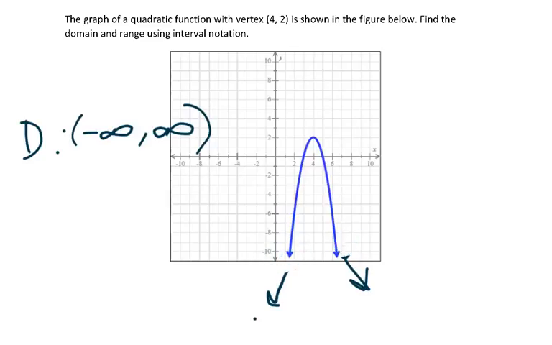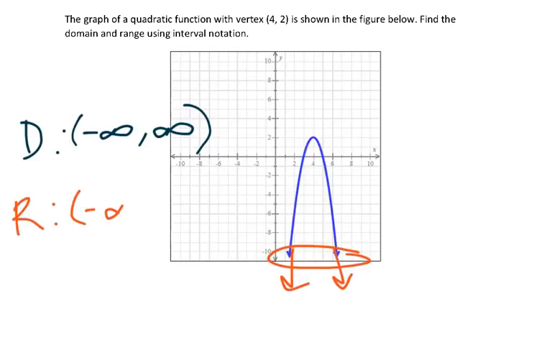Okay, so now let's take a look at range. So for range, we want to look at bottom to top. So what's happening to your y values? If you look at this graph, the lowest points on this graph, well, both of these arms go down forever. Okay, so the lowest points on this graph really is negative infinity. So the y values get smaller and smaller and smaller.